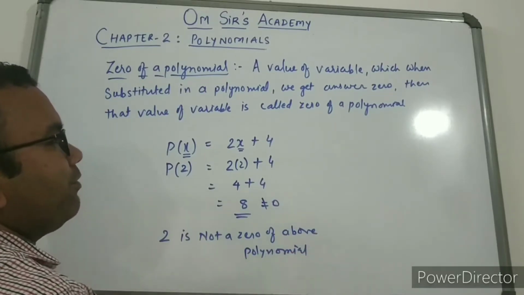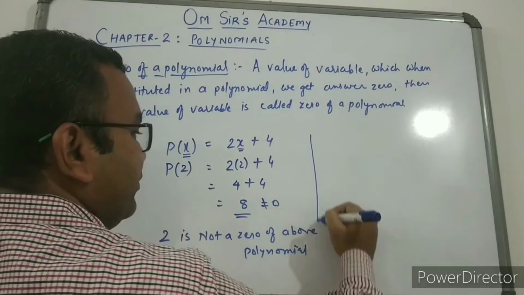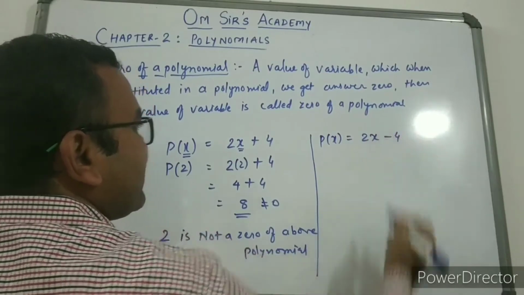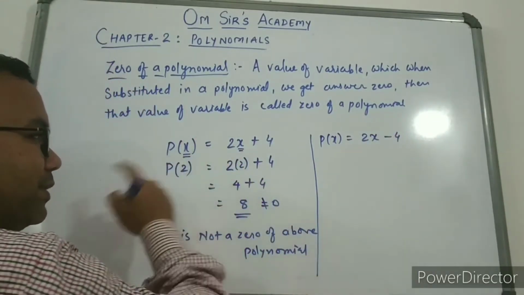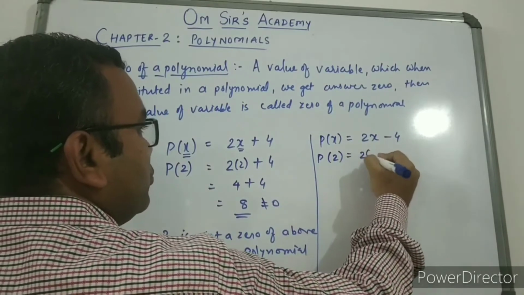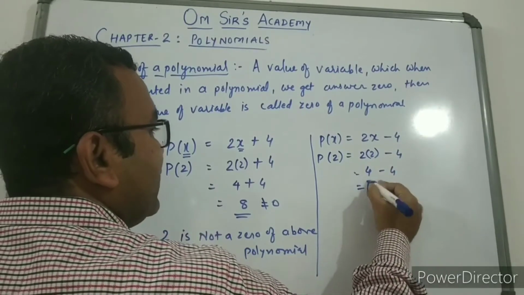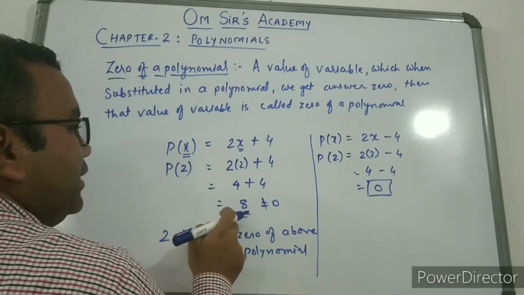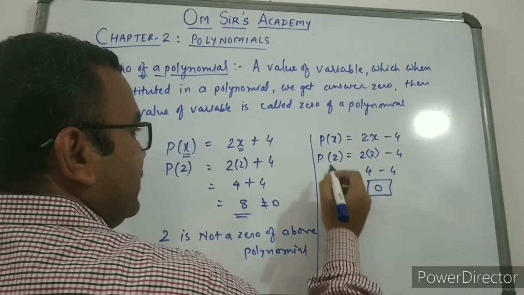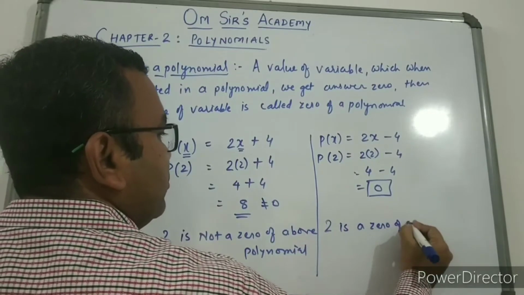right? But friends, if we change the polynomial, p(x) is equal to 2x minus 4, and we put the same value in this, p(2) equals 2 into 2 minus 4, that is 4 minus 4. So the answer we get is 0. Here we didn't get 0, but here we get 0. So we say that in this case 2 is a zero of the polynomial.